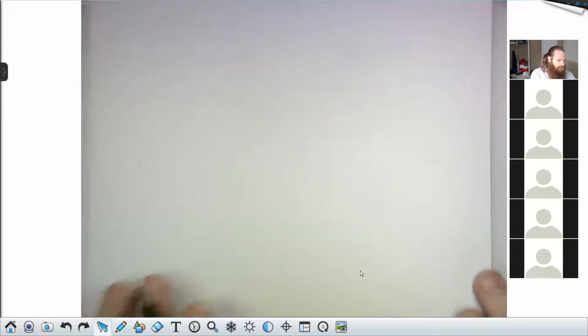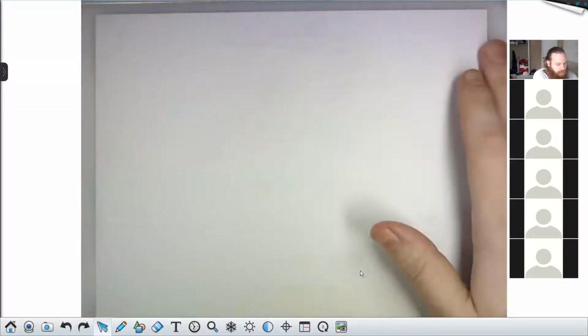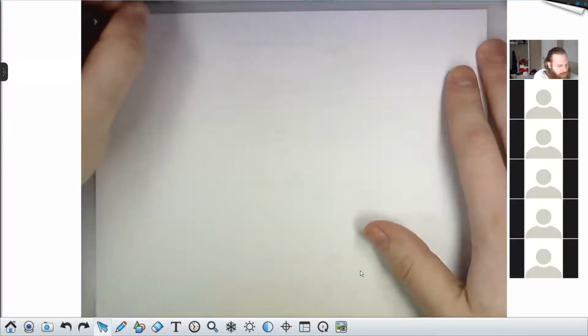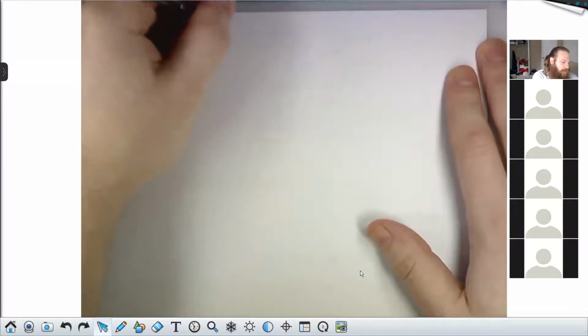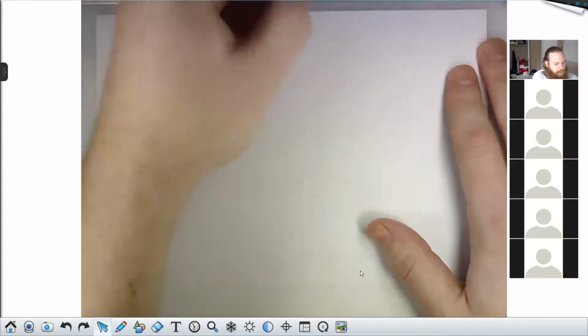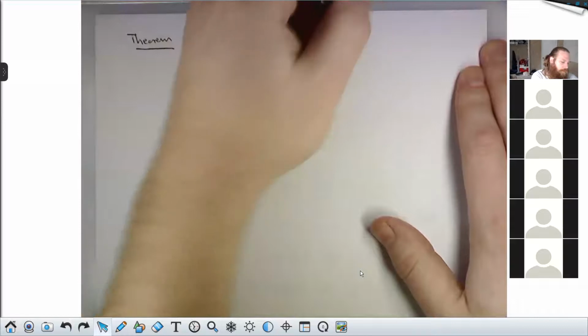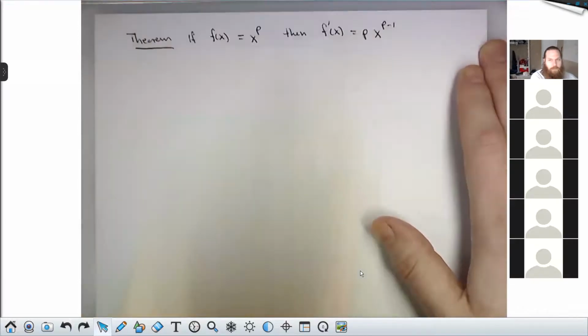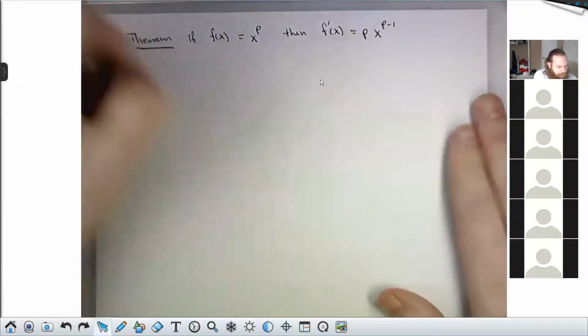All right, let's do this. So here's the thing we suspect, right? Having done all these calculations by hand, we have a strong suspicion that the following is true. If f of x is a power function, x to the p, then f prime of x is p times x to the p minus 1. So the power goes down by 1, and the old power becomes a multiple. The way people normally think of this is you bring the power down front, and then you reduce the power by 1. Proof.